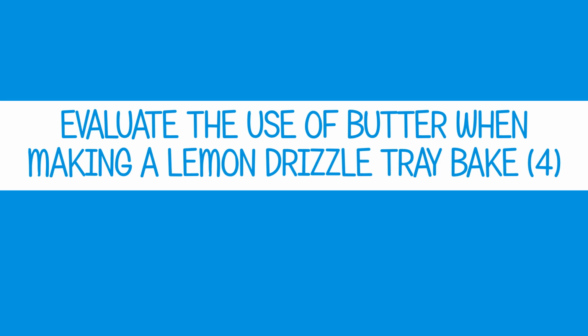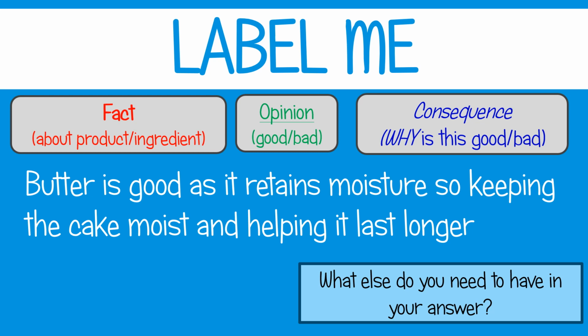Our final type of question might be asking you to evaluate particular ingredients and why they would be beneficial or not beneficial in certain types of baked items. So the example question that we're going to go through now is evaluate the use of butter when making a lemon drizzle tray bake. So it's a 4-mark question and we're going to go through some example answers. So we have an example on the screen right now. Butter is good as it retains moisture, so keeping the cake moist and helping it last longer.